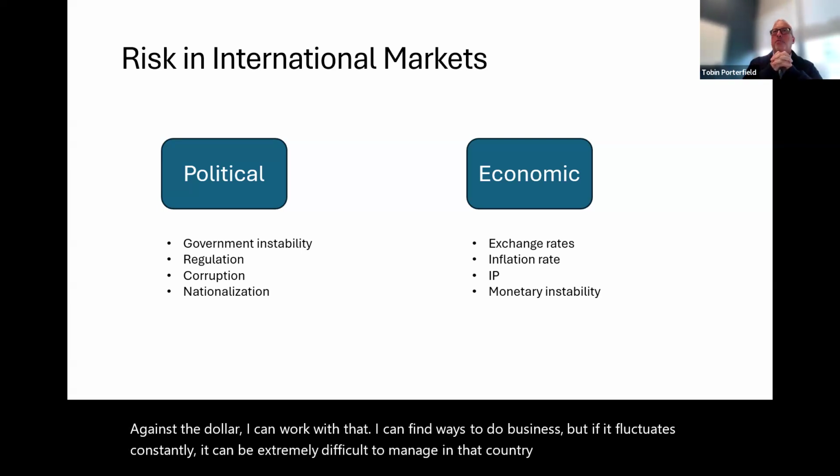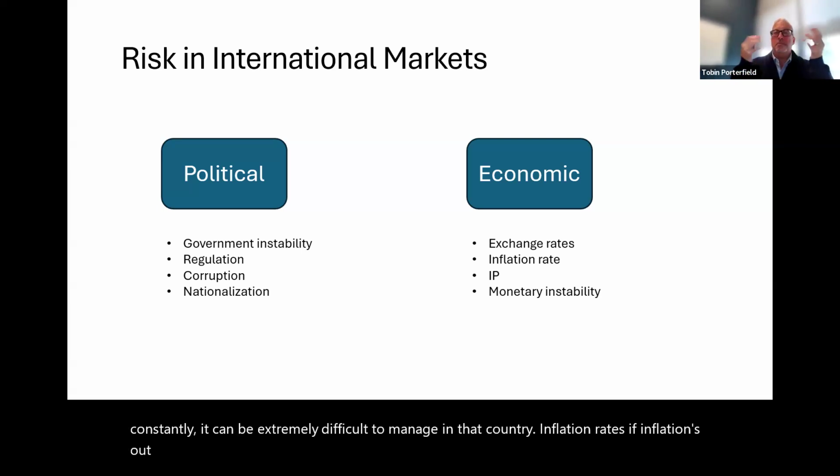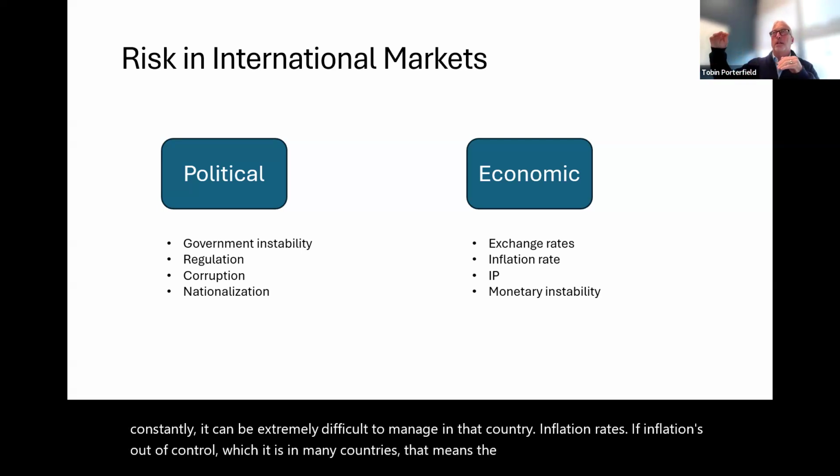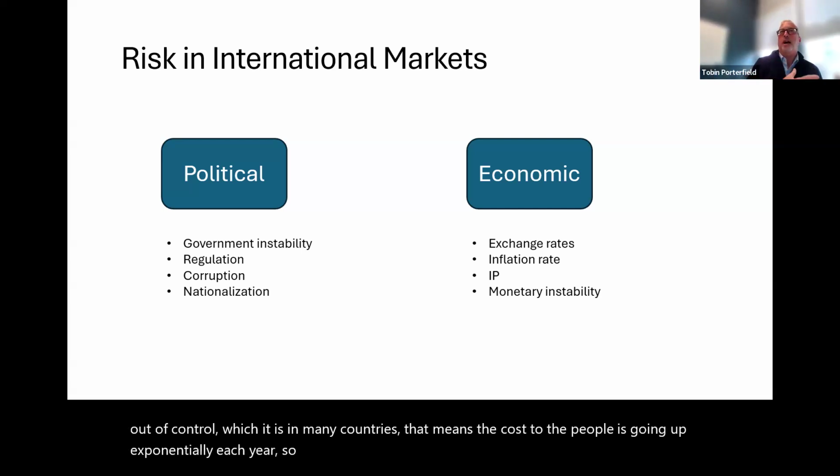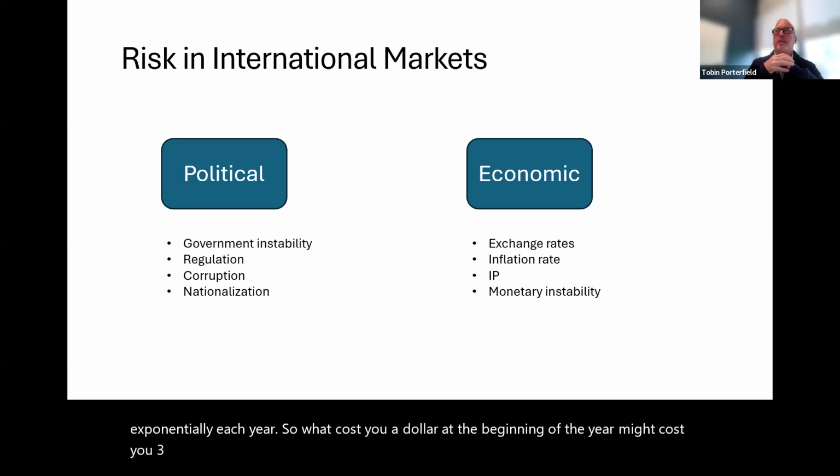Inflation rates. If inflation's out of control, which it is in many countries, that means the cost to the people is going up exponentially each year. So what cost you $1 at the beginning of the year might cost you $3 by the end of the year. That can be extremely difficult to operate in.